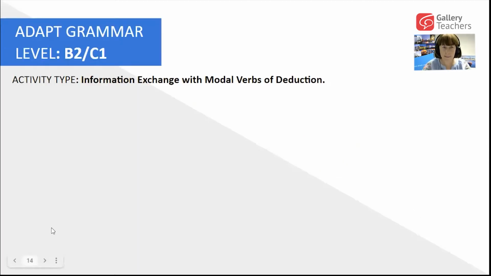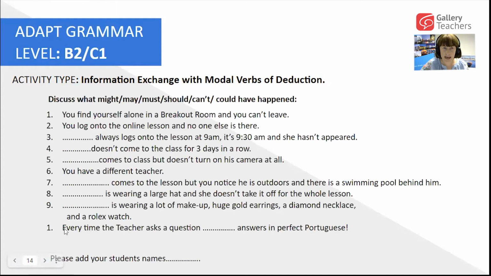Okay, so here's a sample grammar exercise that I did with a B2 C1 level class. It was an information exchange and we were practicing modal verbs of deduction. So verbs like may, might, could, should, but in the past also to speculate what could have happened, what might have happened, or what may have happened.